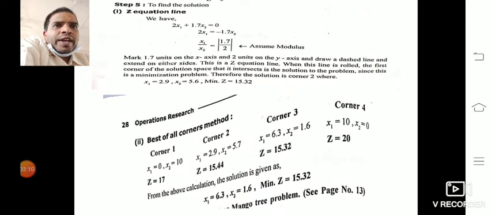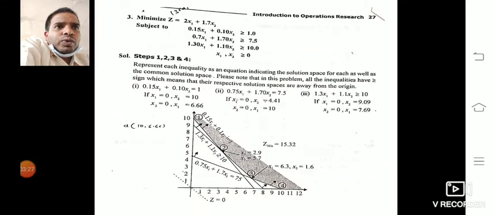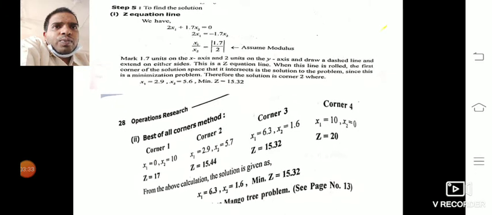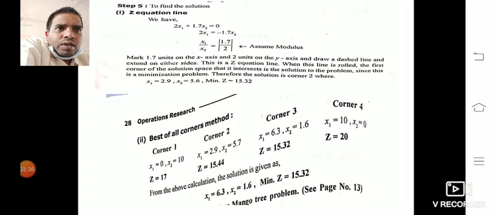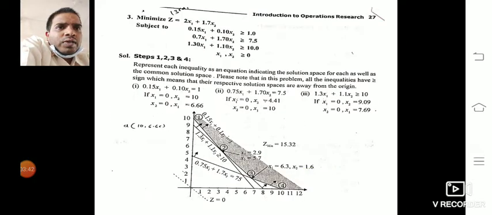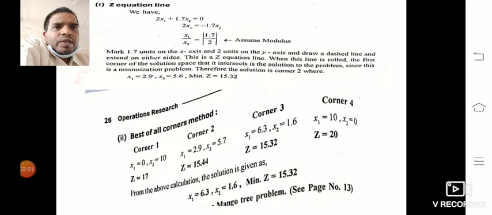From the z equation, the objective function, we get x1 is 1.7 and x2 is 2, and we draw the parallel line using the rotoscale. It intersects at corner 2. For corner 2, x1 is 2.9 and x2 is 5.6. Now go for the second method, the best of all corners method. For corner 1, x1 is 0 and x2 is 10; putting those values in the z equation, we get z equals 17. Similarly do it for corner 2.